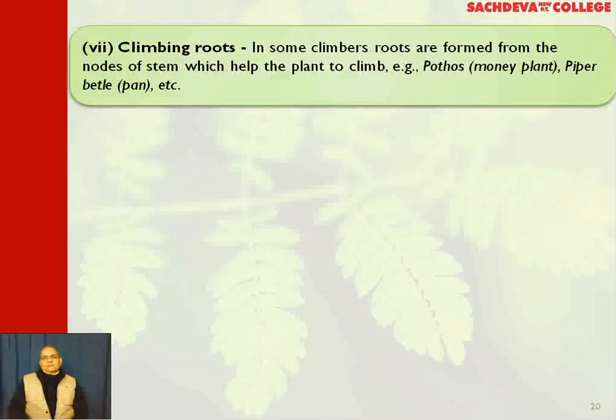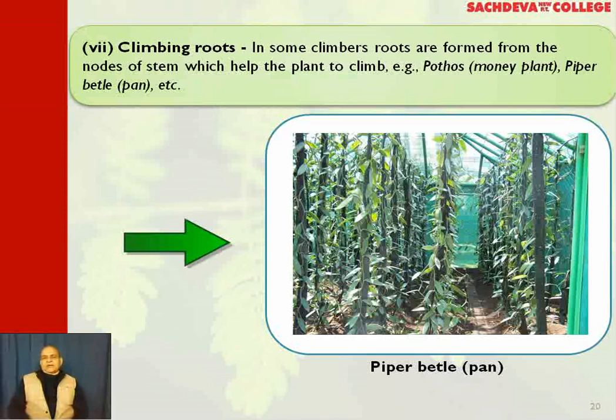Climbing roots. In some climbers, roots are formed from the nodes of the stem which help the plant to climb. Here the examples are Pothos, that is the money plant, and Piper betle, that is the paan. And here is the photo of the cultivation of Piper betle. It's a climber and it is climbing by means of roots. And this plant is cultivated maximum in Uttar Pradesh.